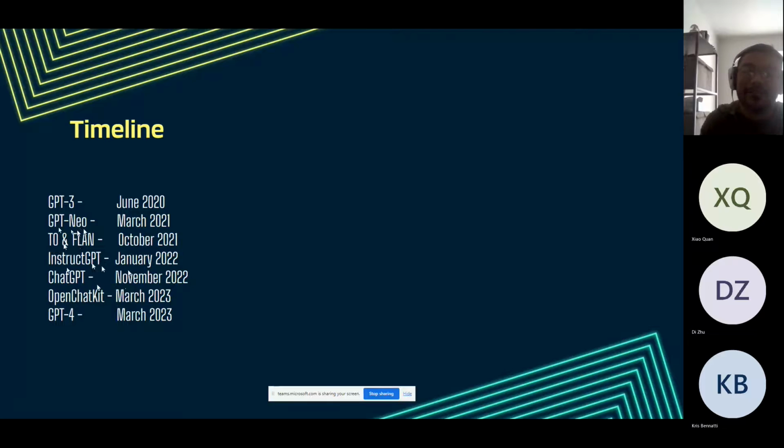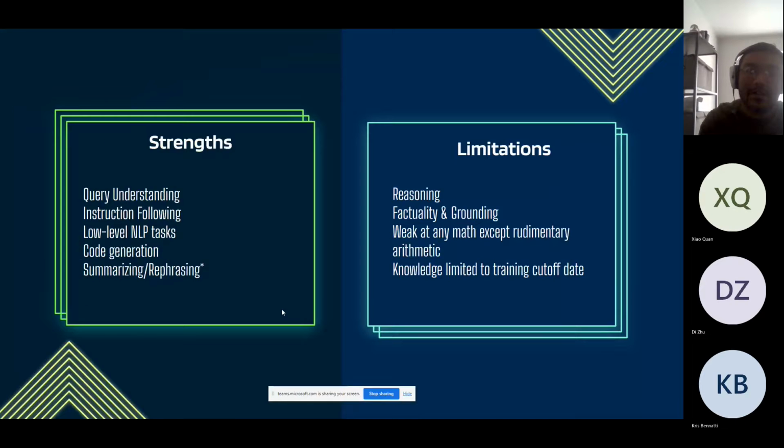And then ChatGPT went mainstream with its easy to use user interface. And just this week or last week, we had OpenChatKit. That is an open source version of ChatGPT, which I'm excited to talk about later in the presentation. And also yesterday we had GPT-4.